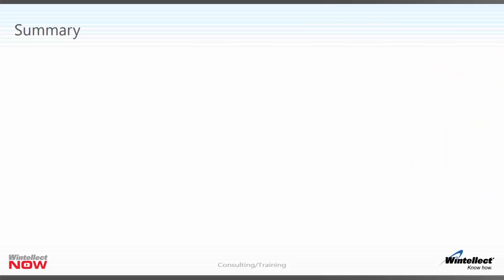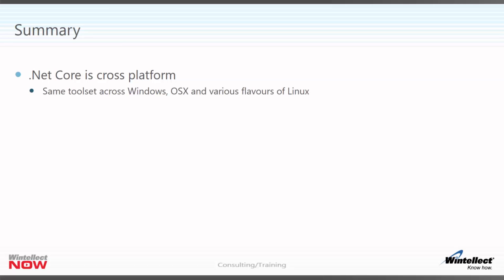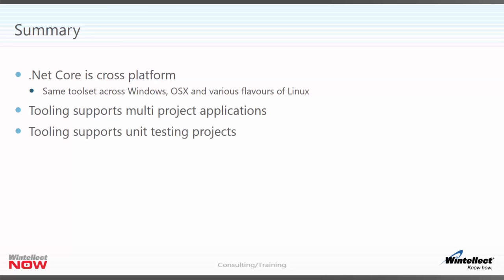So we've just seen that .NET Core is a cross-platform toolset from Microsoft, with the same toolset running across Windows, OS X, and various flavors of Linux. The tooling supports multi-project applications, so we can create more than one project within the application itself. We can also create test projects. So the tooling supports creating those projects for us as well as running the tests.